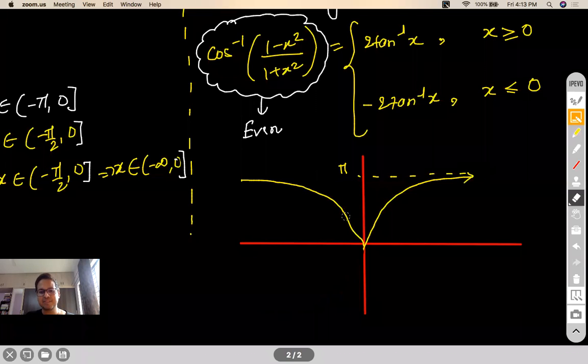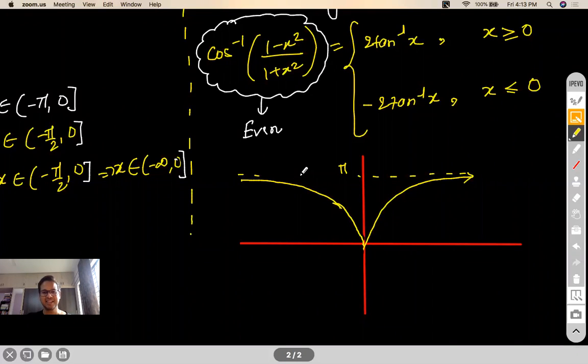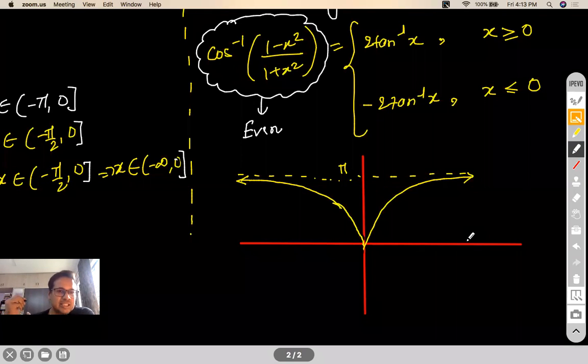Almost like a, sorry for this small glitch over here. There you go. Very difficult to, yeah. So it's basically like a bird flying. Okay. So this is the graph of cos inverse (1 minus x square) by (1 plus x square).